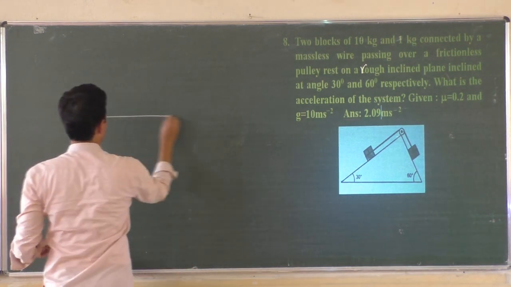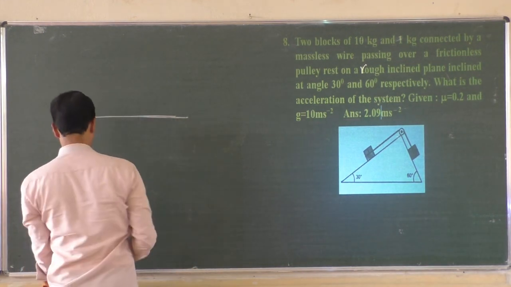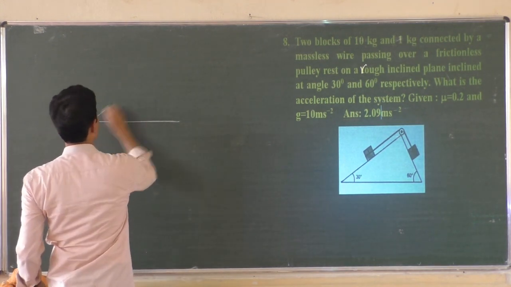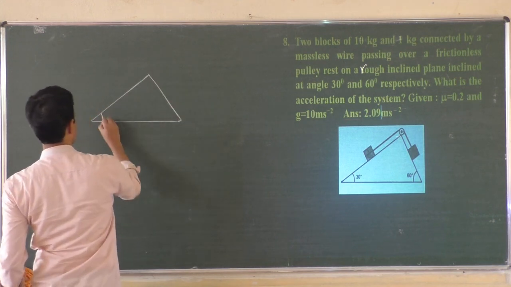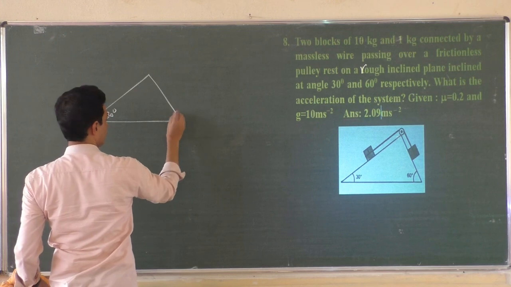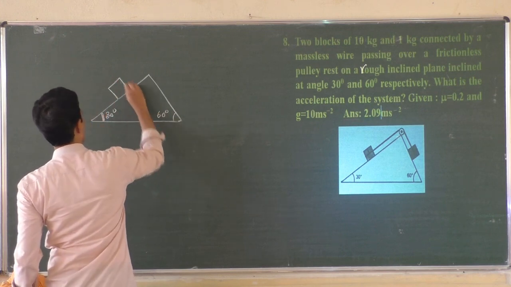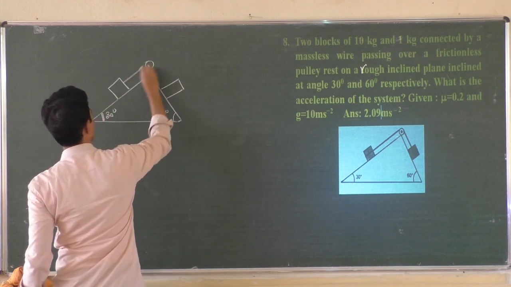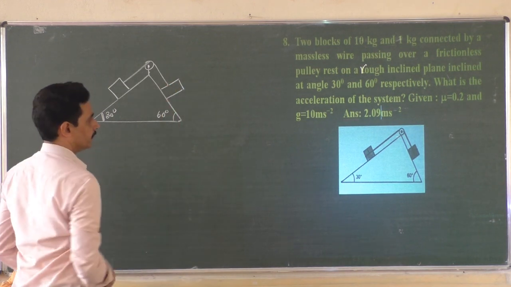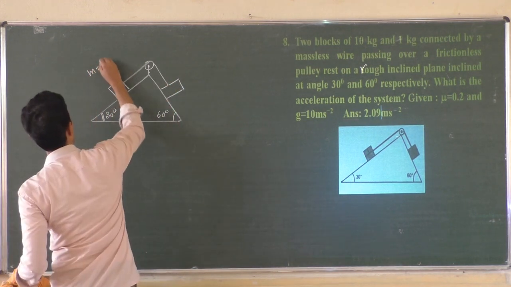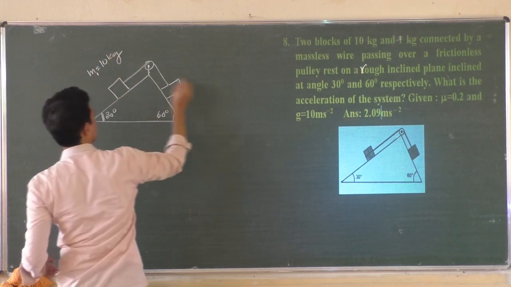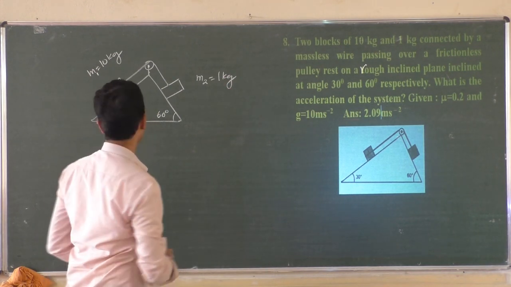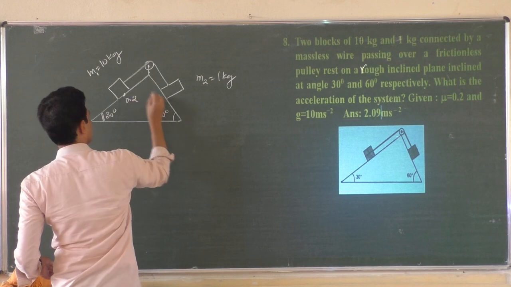We will draw the diagram as we did in the previous problem. It is a double inclined plane again, but with friction, right? So this is 30 degrees and this is 60 degrees. Here is a block and here is another block. Both are connected by a wire passed over a frictionless pulley. The mass of this one is 10 kg, so I will take it as M1. And this is M2, that is 1 kg. The coefficient of friction between the surfaces is 0.2, here and here.